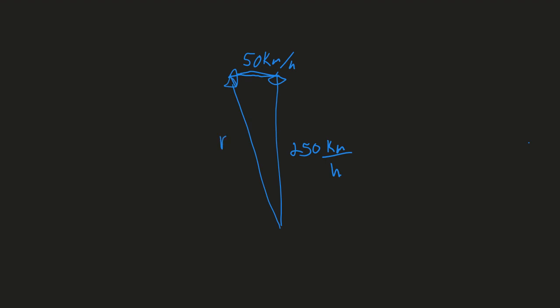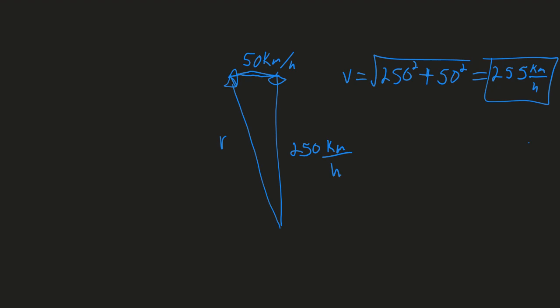Again, equal to the square root of 250 squared plus 50 squared. So the velocity, 250 squared plus 50 squared, leaves us with, take a moment and solve. Should get you to 55 rounded up kilometers per hour. And there's our answer for number 2. Let's try out number 3.